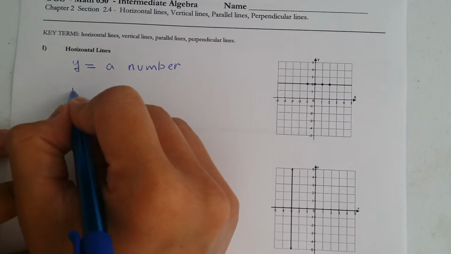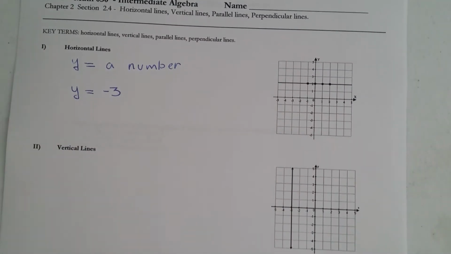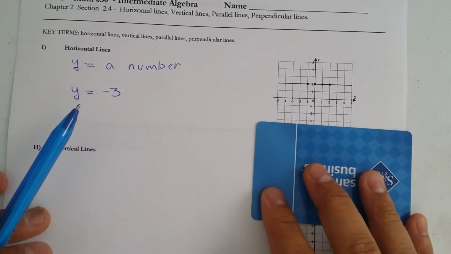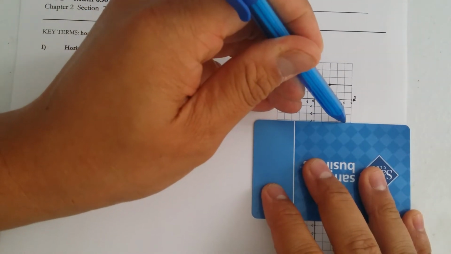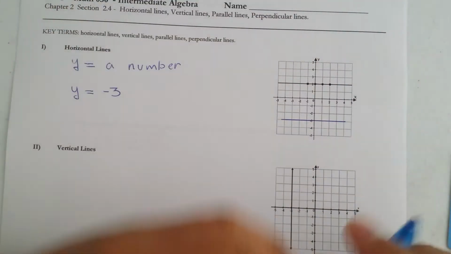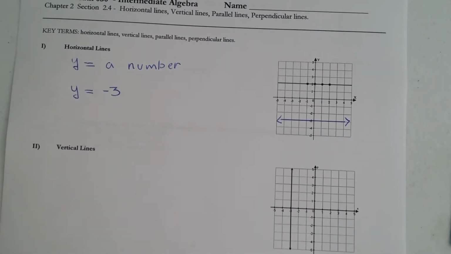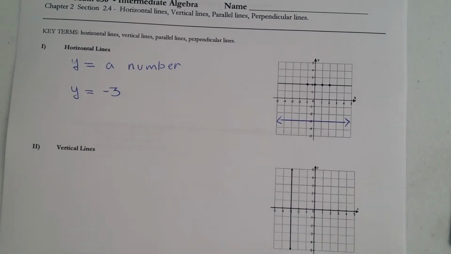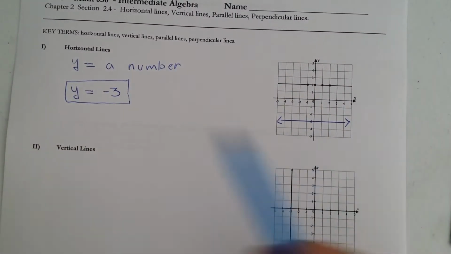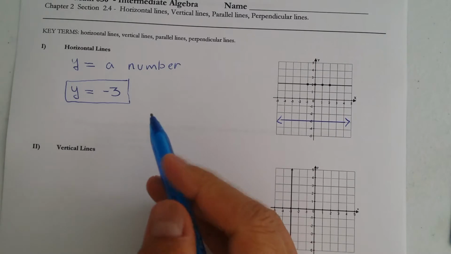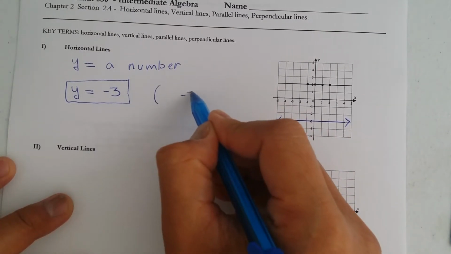So if you see y equals -3, that would refer to a horizontal line where the y value is -3. So go to -3 and draw a horizontal line. Now you might wonder why this is the case. Well, remember that lines consist of an infinite number of ordered pairs. So if you're given this equation, then we need to find points that satisfy this equation. Points that satisfy this equation must have y coordinates of -3.